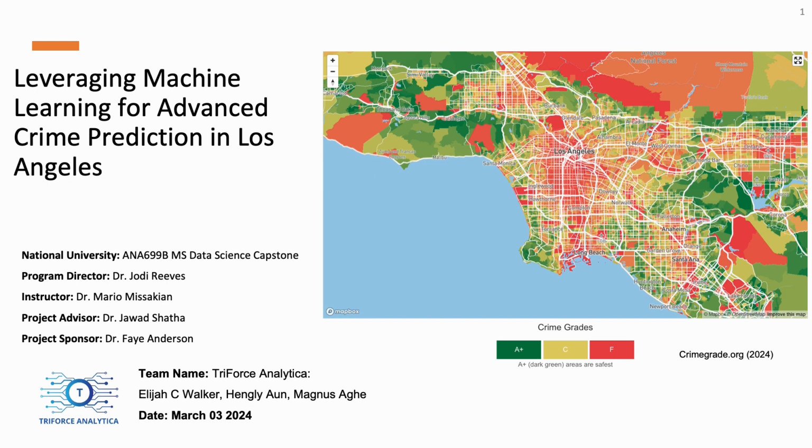We are Elijah, Henley, and Magnus, students in the Master's Degree in Data Science program. Our project title is Leveraging Machine Learning for Advanced Crime Prediction in Los Angeles. Today we're presenting Chapter 3, the methodology.